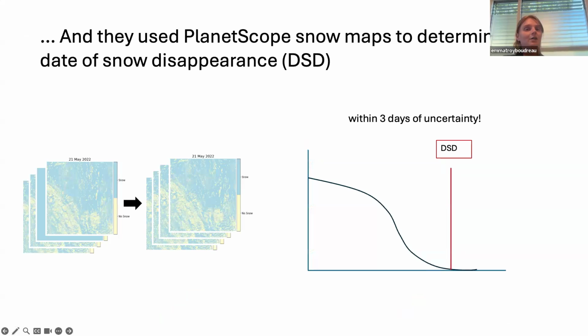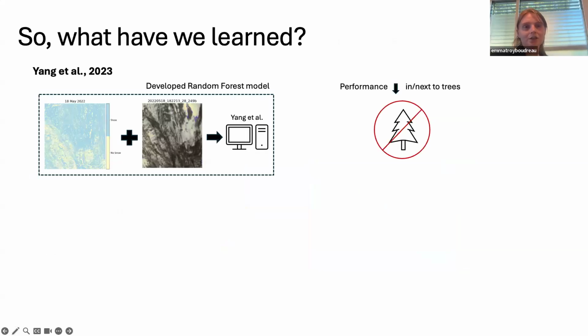And they also determined that you can use PlanetScope snow maps to determine the date of snow disappearance within 3 days of uncertainty. So you can figure out when the snow disappears at the end of the season, which is really important for the work that I'm going to talk about that's relevant for sub-basin hydrology and ecology.